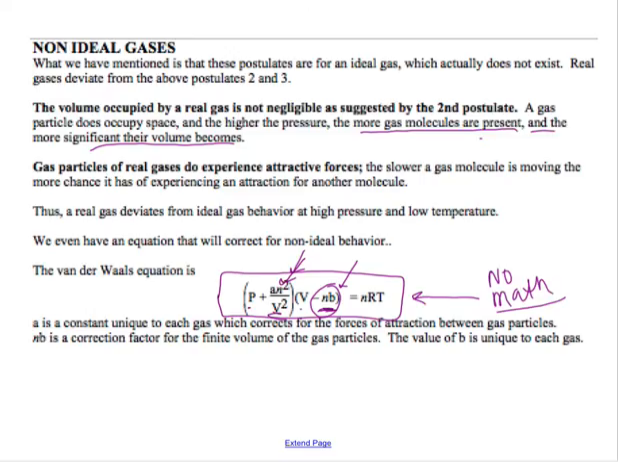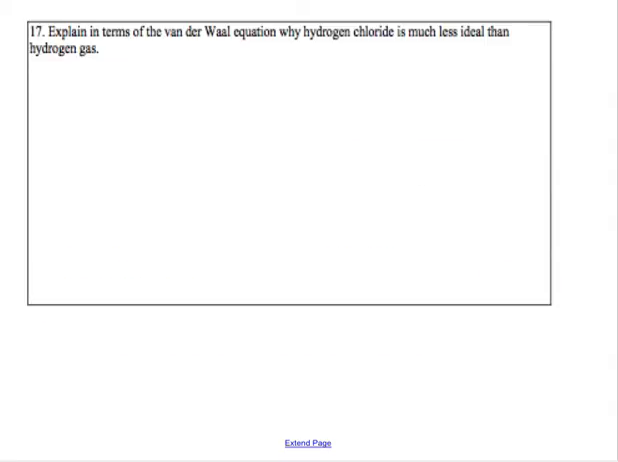Okay, does that make sense? So you're like, what are we going to do with this? I don't understand how this applies to anything I'm going to have to do. Well, you're going to see questions kind of like this: Explain in terms of the van der Waals equation why hydrogen chloride is much less ideal than hydrogen gas.